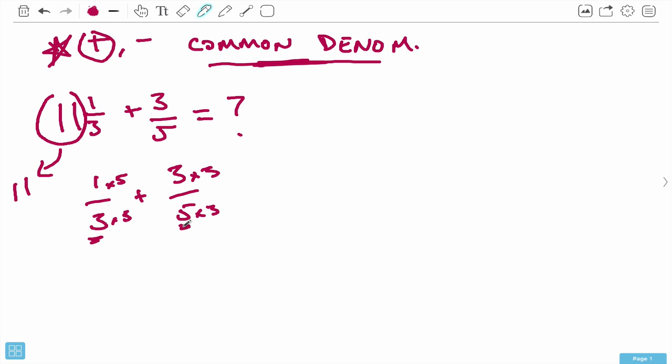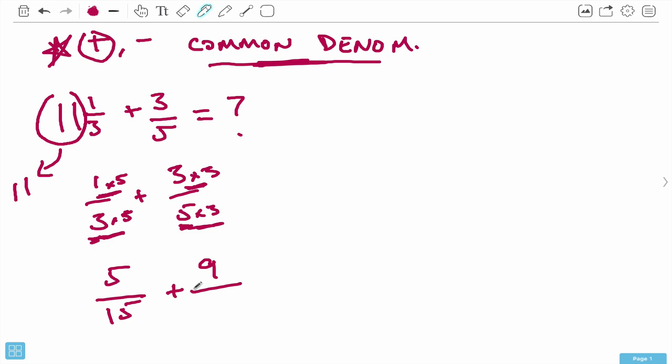So now when you do 1 times 5 right here, that's going to be 5 over, and then you have 3 times 5 down here, 15, plus, then you do 3 times 3, 3 times 3 is 9, over 5 times 3 is 15.